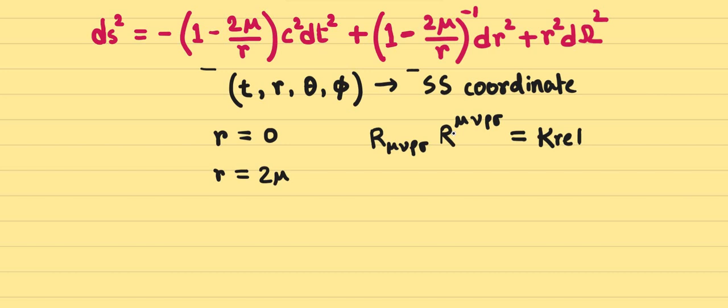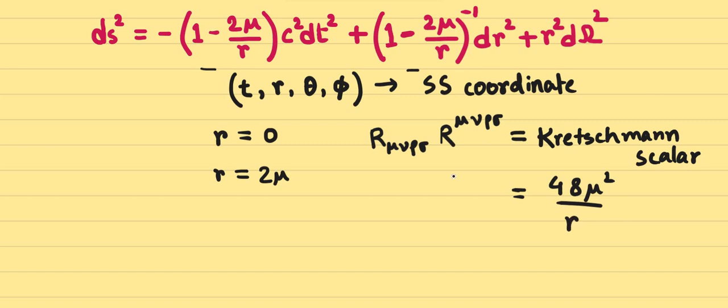And this is called the Kretschmann scalar. We could also find out the curvature scalar, but the Kretschmann scalar is a curvature scalar as well, and it is used in many cases. And in this particular case, if we calculate it in the Schwarzschild coordinates, we find out the Kretschmann scalar is given by 48μ² divided by r⁶.